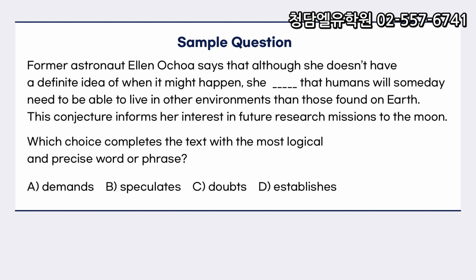Former astronaut Ellen Ochoa says that although she doesn't have a definite idea of when it might happen, she blank that humans will someday need to be able to live in other environments than those found on Earth. This conjecture informs her interest in future research missions to the moon. Which choice completes the text with the most logical and precise word or phrase? A, demands; B, speculates; C, doubts; D, establishes.